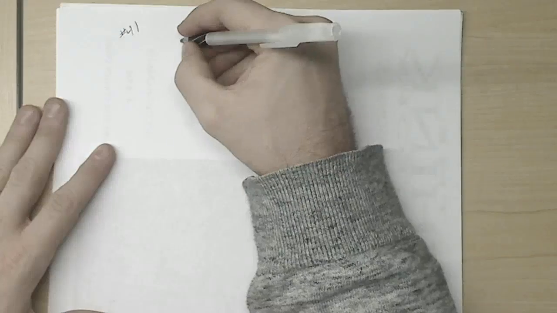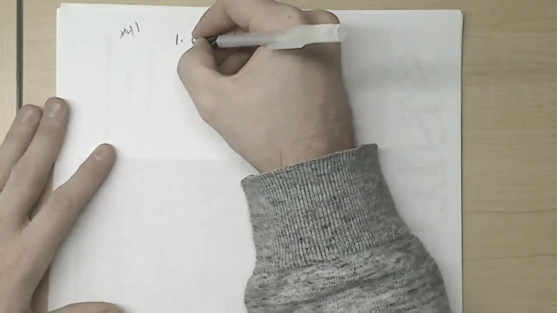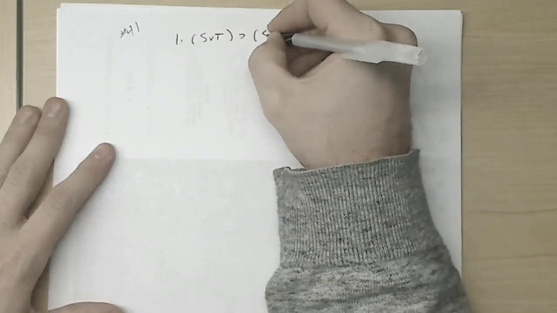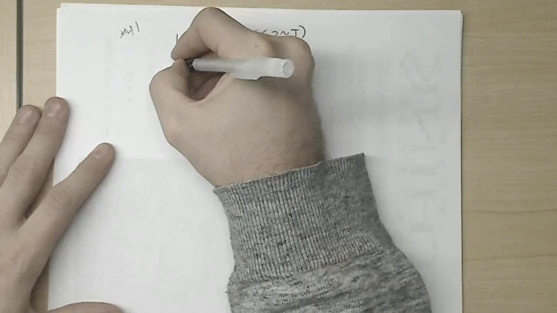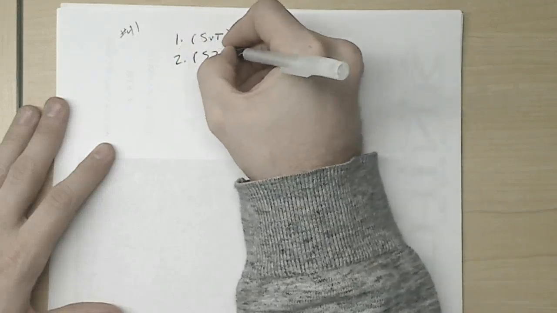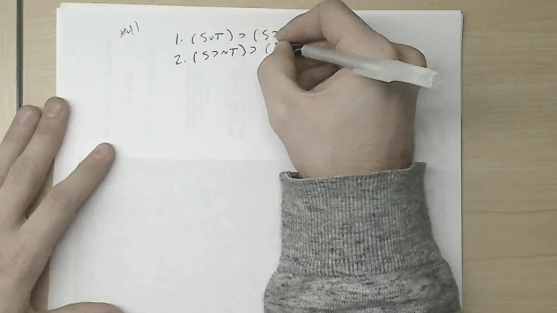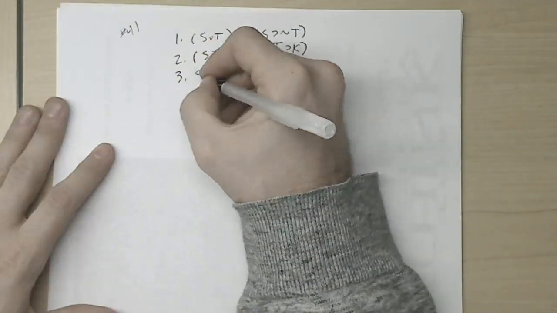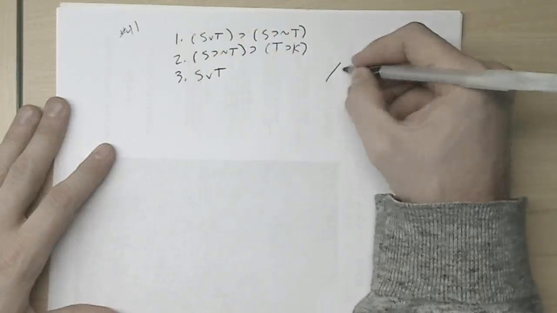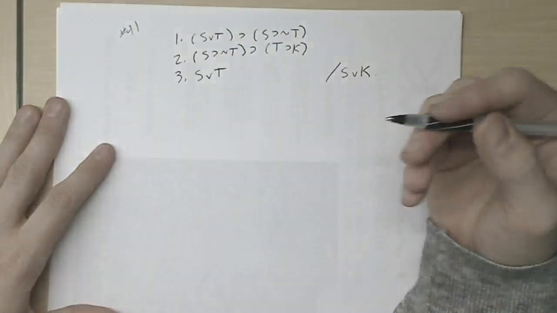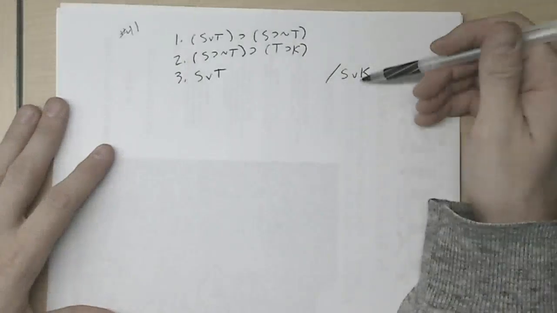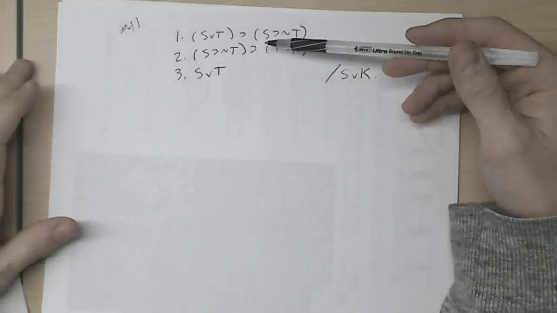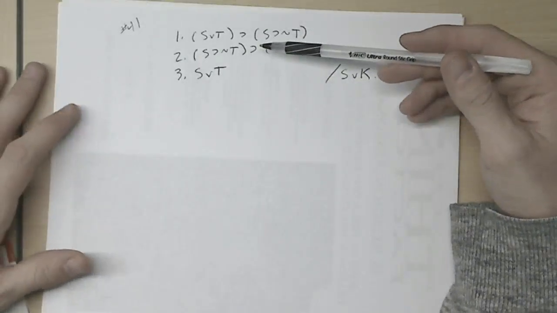And you're going to see here that in this problem, we really are going to have to use lots of implications, actually. So line 1 is S or T, then S, then not T. Line 2 is going to be S, then not T, then T, then K, right? And then line 3 is S or T, and thus you can conclude S or K, right? So the question is, what are we going to do with this problem?